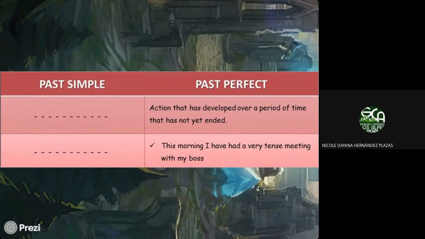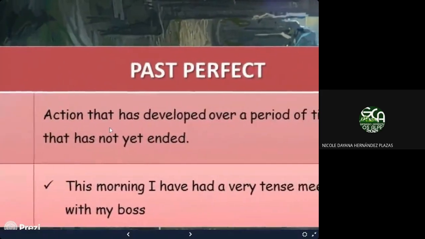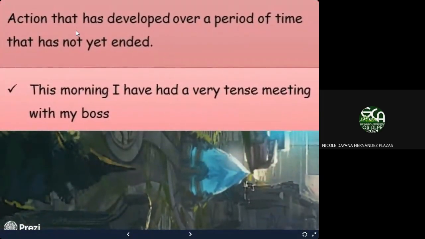Miren esto. If you realize this, in past simple, we don't have some uses that we have in present perfect. Hay algunos usos que no tenemos en pasado simple y solo vamos a usar el presente perfecto. For example, action that has been out over a period of time. No se ha acabado.